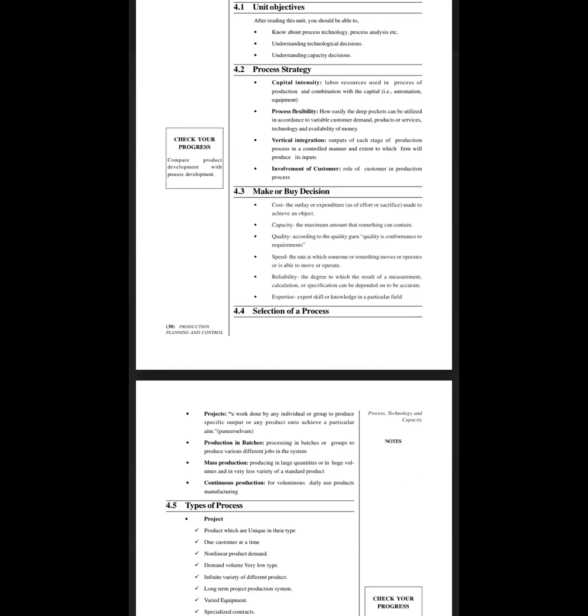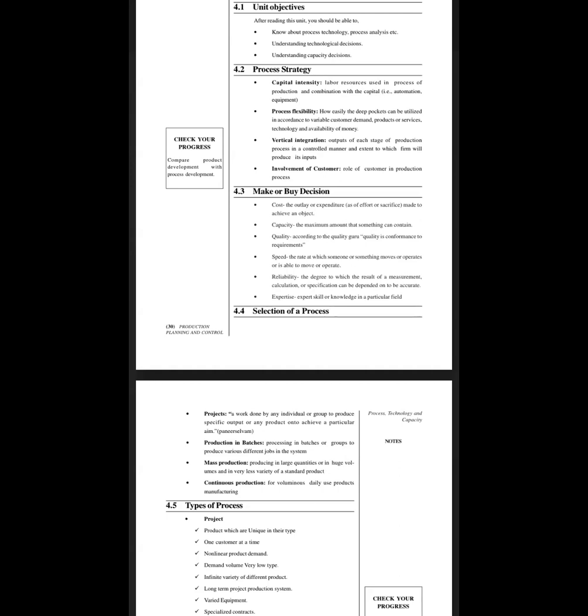Okay, and you should know which field you need to see. By looking at your field, you will be able to understand where you want to go. So all these are important terminologies, and you need to see where you will go further. These all are the important factors of the make and buy decision. Then selection of process: project, production in batches, mass production, continuous production. These all are the important factors of selection of the process.